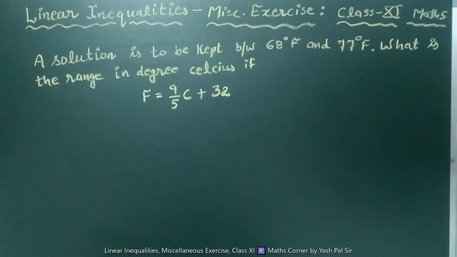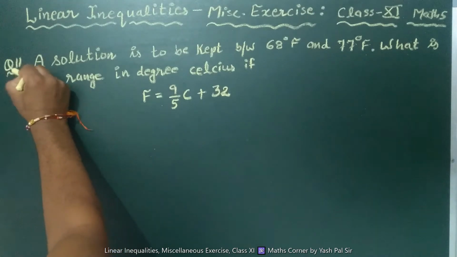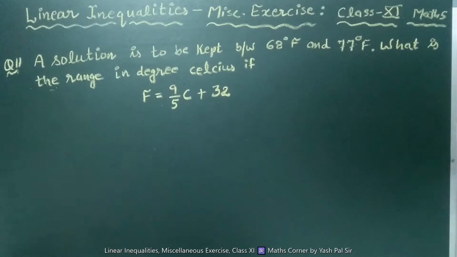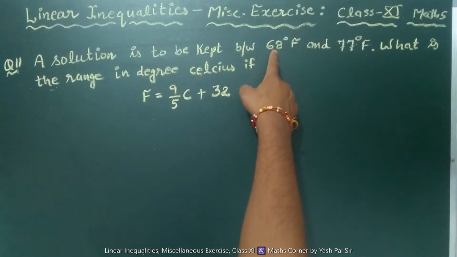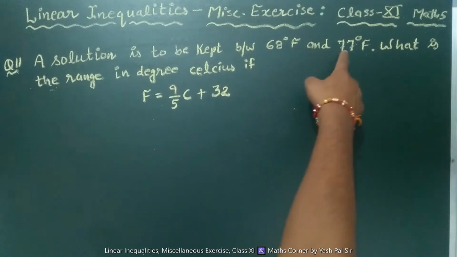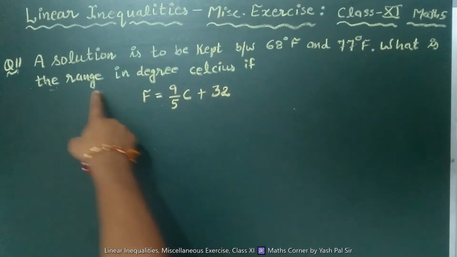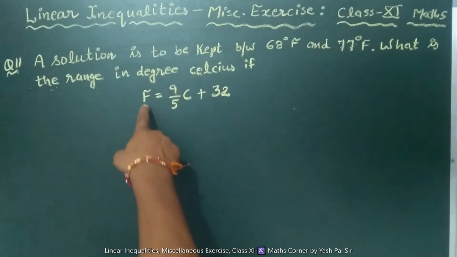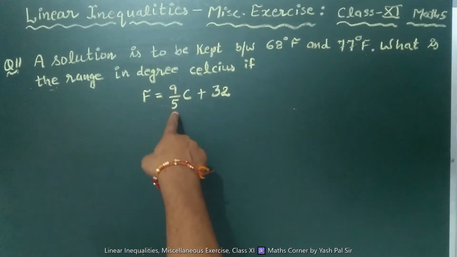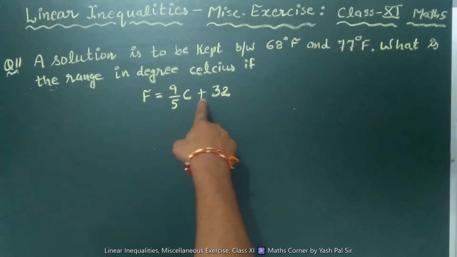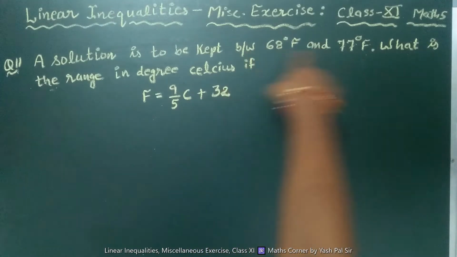The very first question, question number 11 of the NCERT textbook: a solution is to be kept between 68 degree Fahrenheit and 77 degree Fahrenheit. This is the temperature. What is the range in degree Celsius if this conversion rule is given? F is equal to 9 upon 5 C plus 32. So first of all, what is the condition?